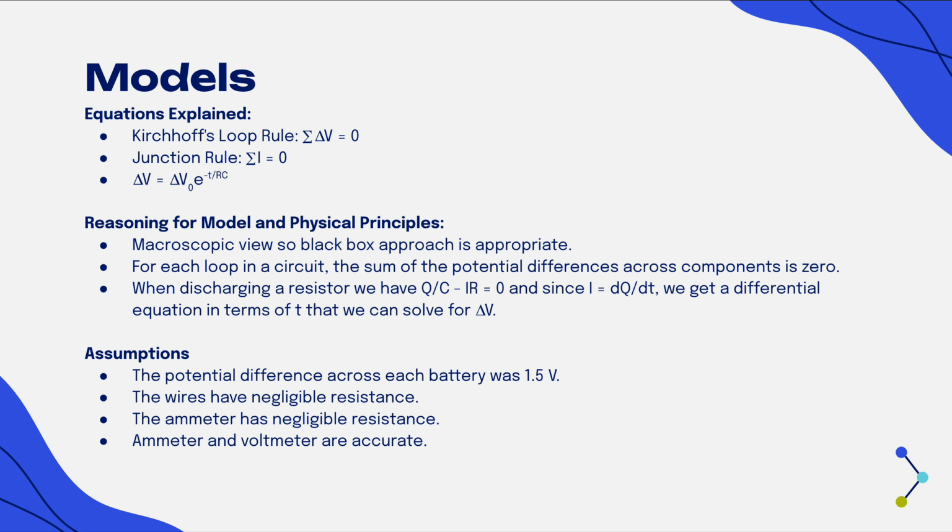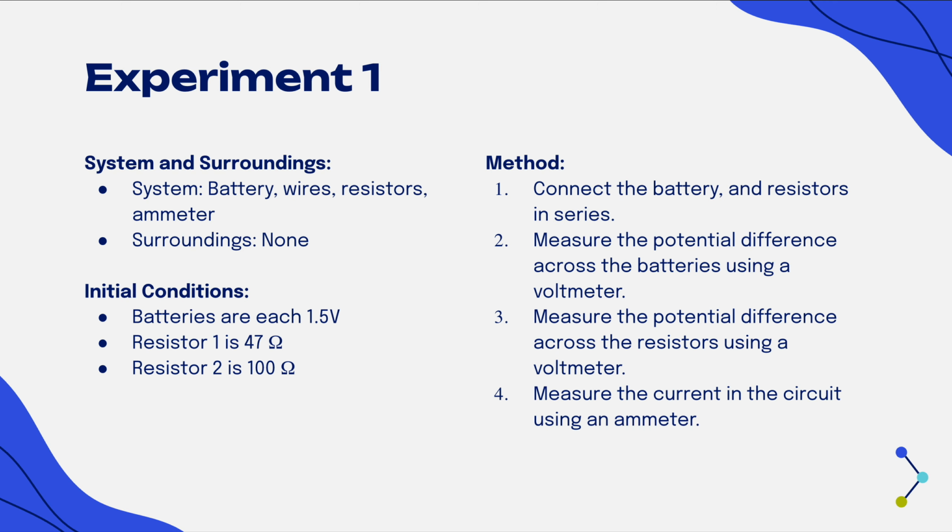And the reason we do this is because we're looking at a macroscopic view, so the black box approach is appropriate. And then also when discharging a capacitor through a resistor, we have this formula of Q over C minus IR equals zero. So in solving that differential equation, we can solve for time, or we can solve for delta V in terms of time. We have a couple of assumptions. The first is that the potential difference across each battery is 1.5 volts. The wires and ammeter have negligible resistance, and that they're both accurate.